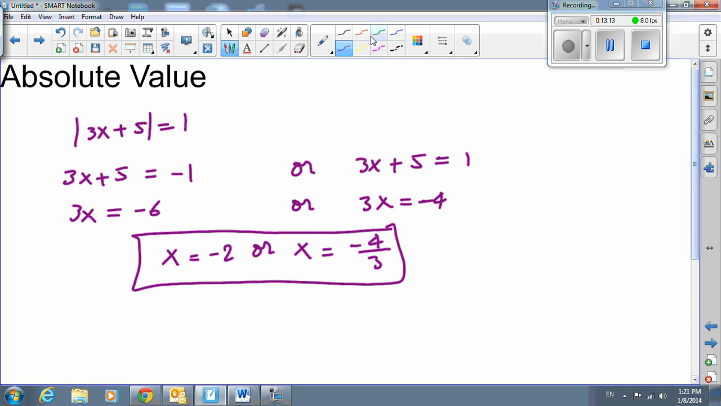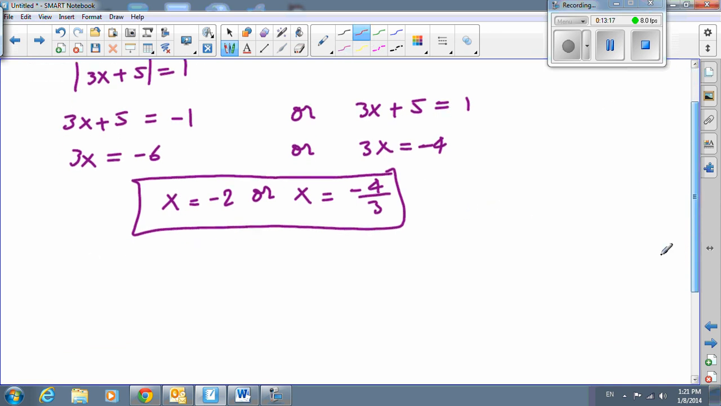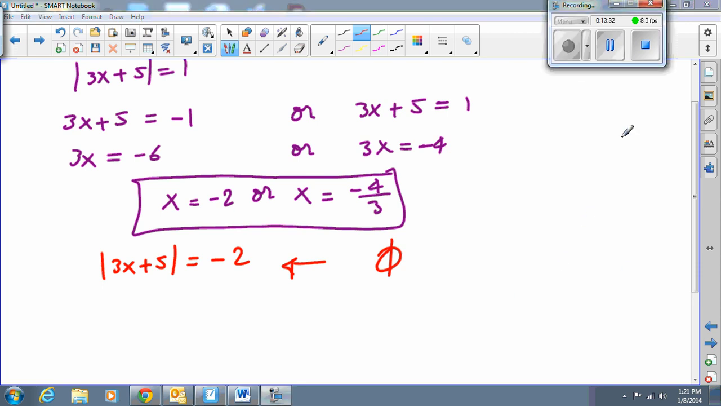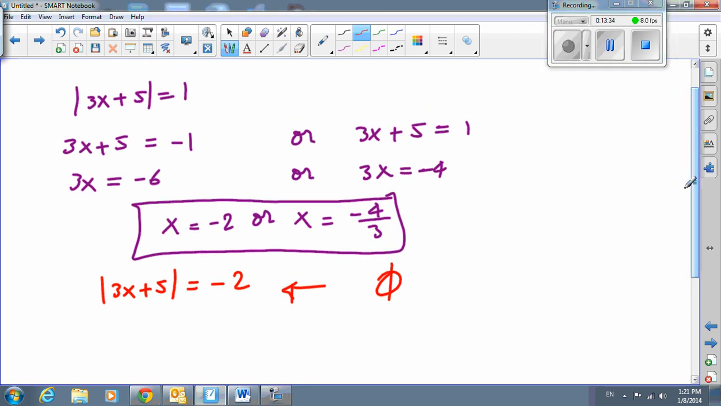Now, what will happen if I give you something like this? If I give you absolute value of 3x plus 5 is equal to negative 2. Well, the absolute value can never be negative. If I give you something like this, you will say no solution. But as we did before, it's always a good idea to check for extraneous solutions.